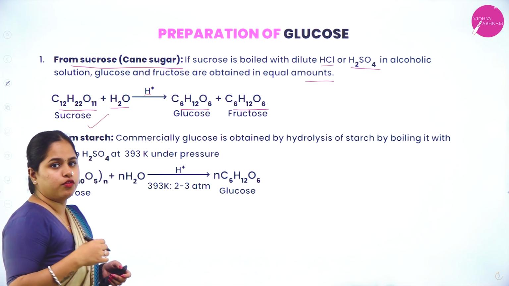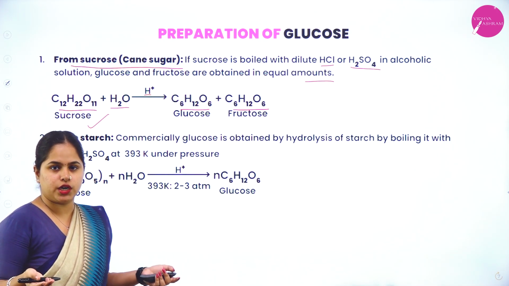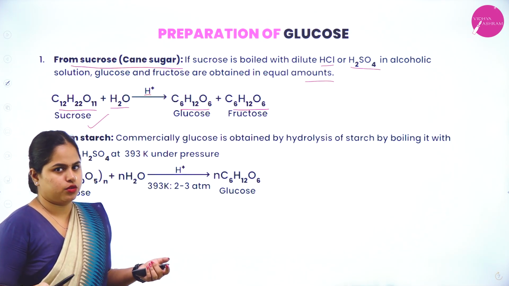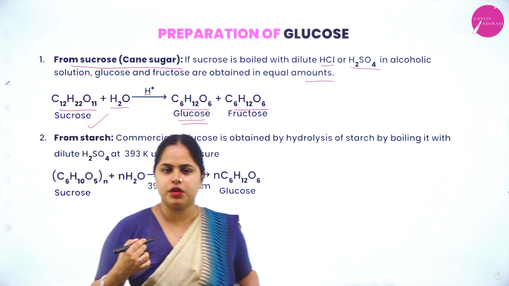So this is an example. Sucrose is an example of a disaccharide, right? It underwent hydrolysis and formed two monosaccharide units. One is glucose and the other is fructose. So this is a method of preparation of glucose, from which you can obtain glucose, right?